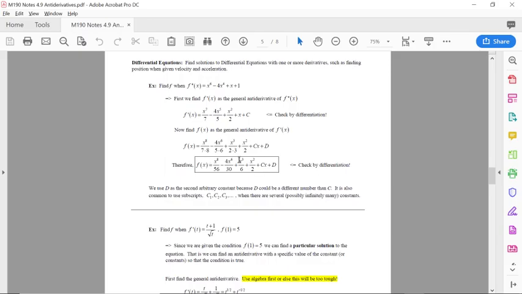And we can check this answer right here by differentiating. Okay, always check the answer by differentiating. And you're not going to differentiate once here. This is f of x. We need to check to see that the second derivative of this function we found would be x to the 6th minus 4x to the 4th plus x plus 1.